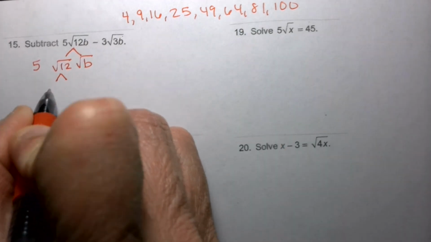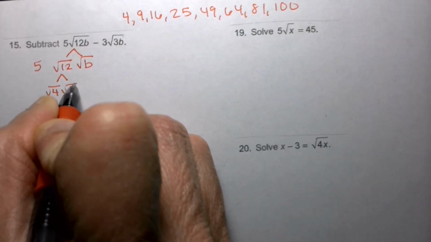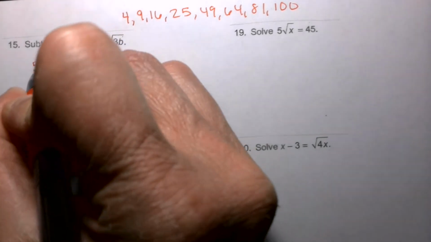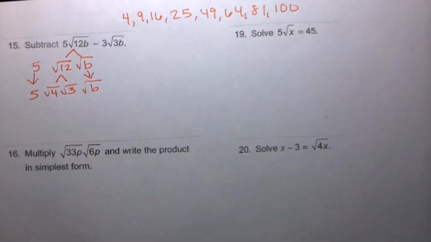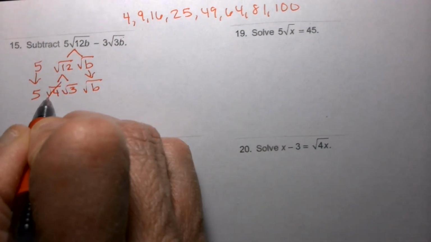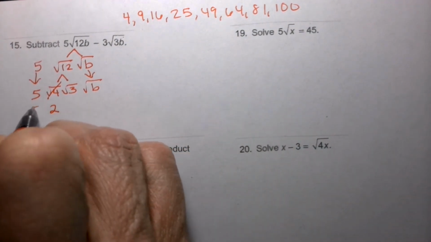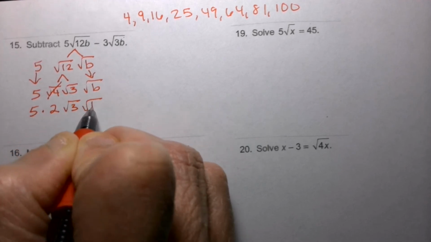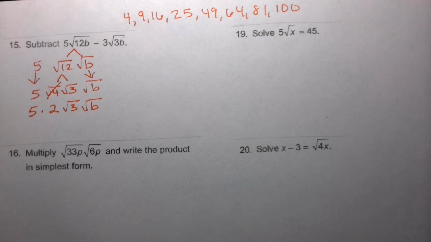Why? Because square root of 12 breaks down into 4 and 3. I'm going to carry down these other two. I don't want to forget them, so I'm just bringing them down for the ride. That is 2. So I've now got 5 times 2, square root of 3, square root of b. Okay, we can put these together because they're multiplied.